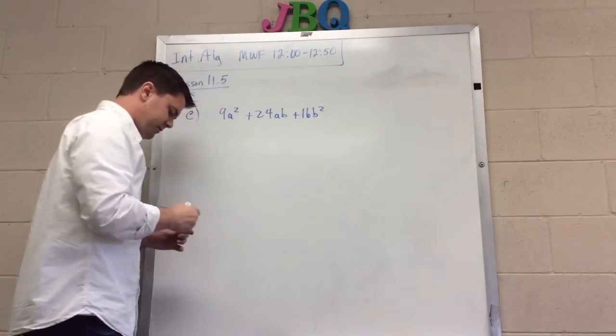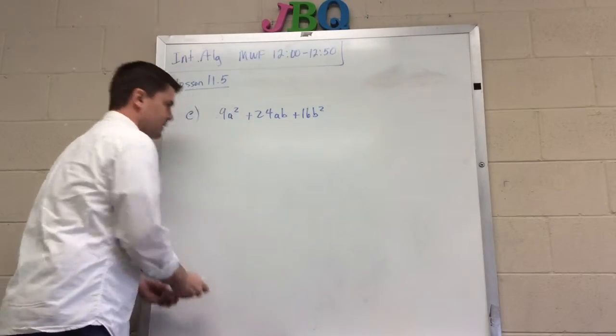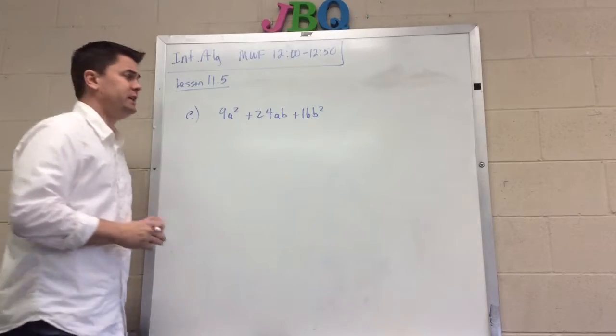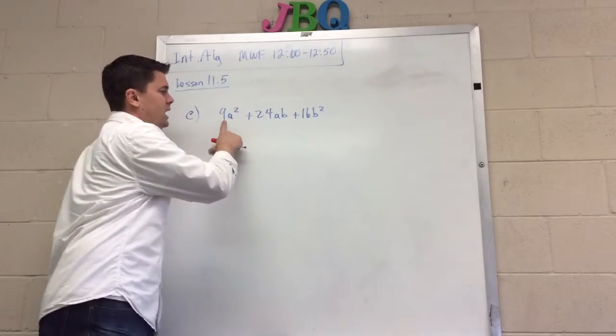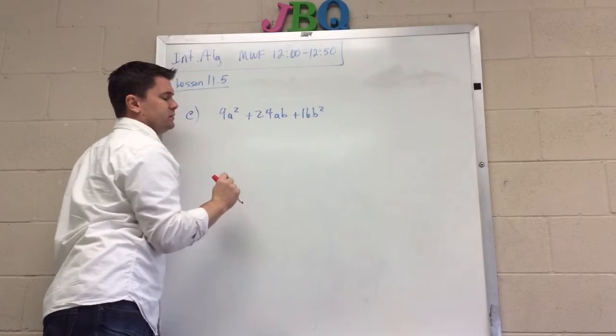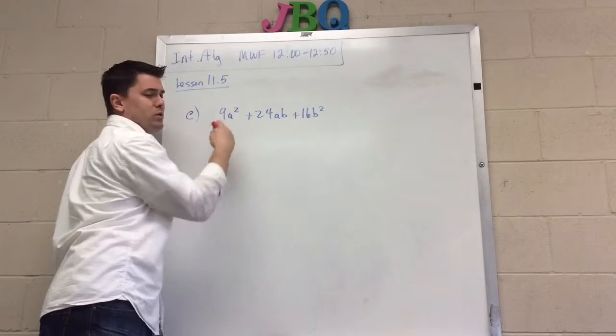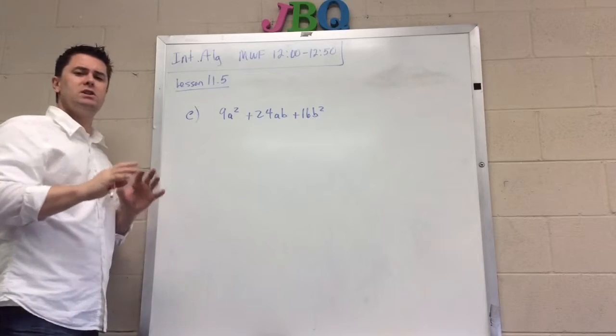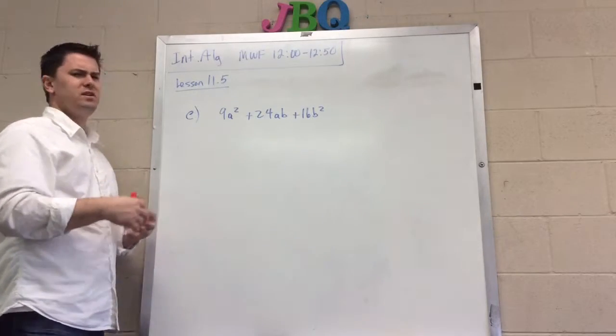Now this one's a little bit different. There is no GCF. 9 and 24 have a 3, but 16 does not. 4 is the GCF of 24 and 16, but 4 is not a GCF for 9. So there is no GCF. Does this one follow the same pattern?